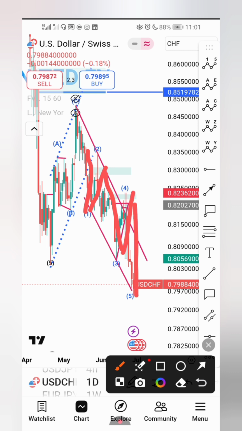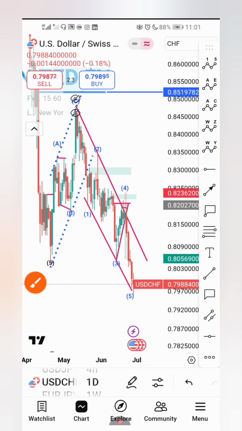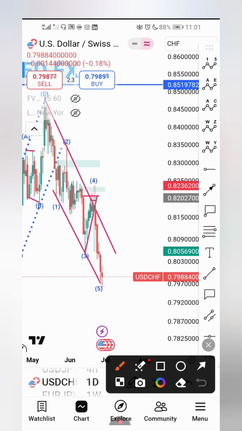Very perfect. So what am I expecting in this pair? What I'm expecting is very, very simple. I'm looking for a buy setup. It has completed, so I'm looking for a buy setup. Once I see a buy setup on Monday, I'm going to buy it. If it breaks the trend line, I will sell it. Once a correction comes, I will buy again. Boom. So I'm looking for a buy setup by next week. I will buy in US dollar Swiss francs. It's going to be a very good buy, and it's going to make a lot of profit.